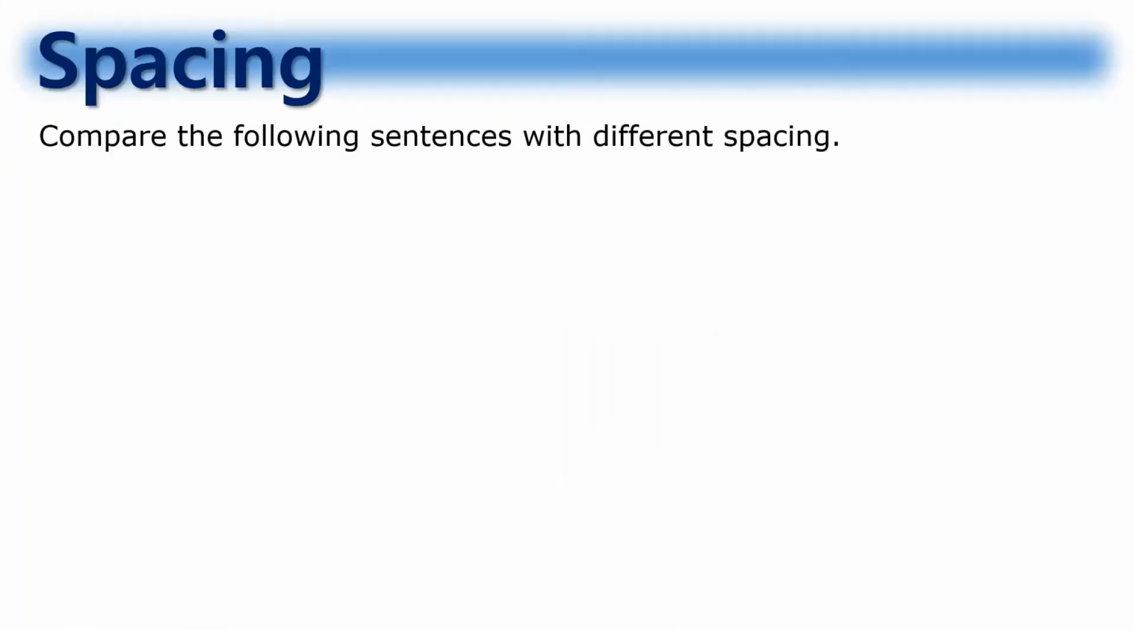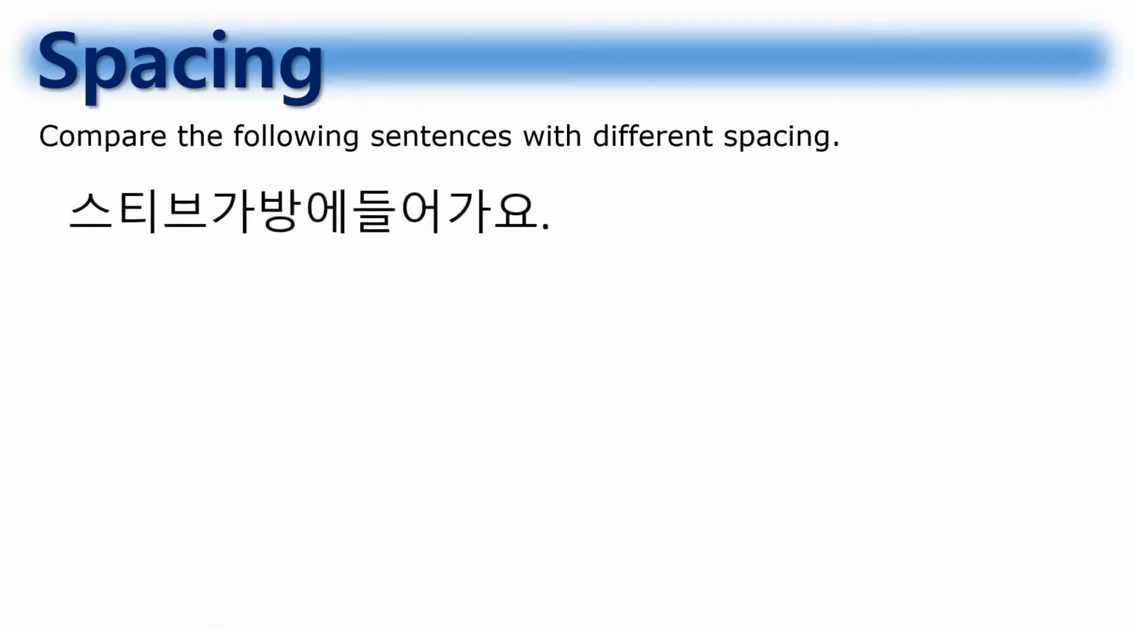Next, I will talk about spacing. Please compare the following sentences with different spacing. I will show three kinds. The first one doesn't have any spacing, right? Just the syllables all combined together, and it is hard to read because there's no breaking point. So that is not the way we write a sentence.